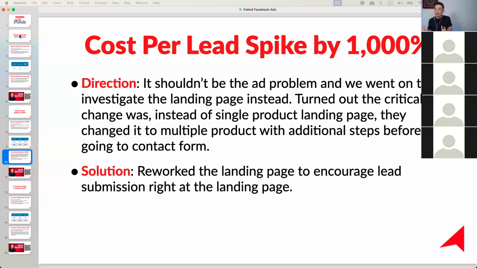So this is a very interesting case study, where when you are driving an audience to a landing page hoping that they will sign up as a lead, in fact, the whole journey can become a lot more different.